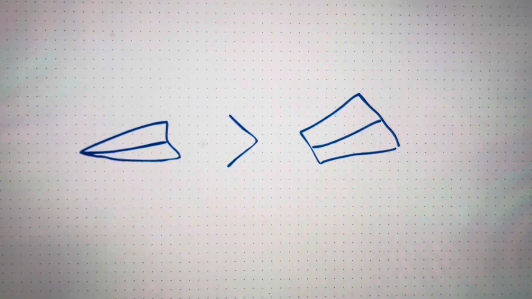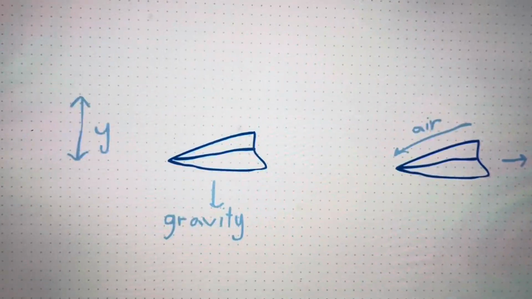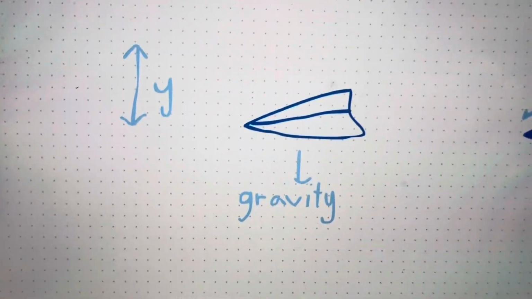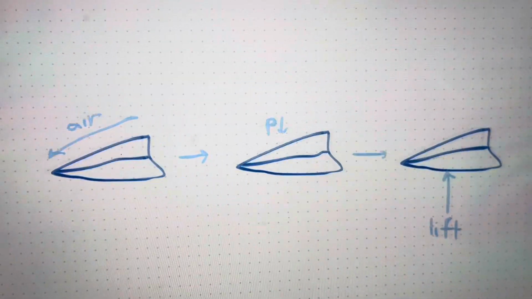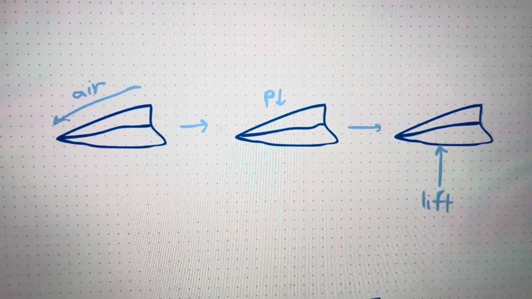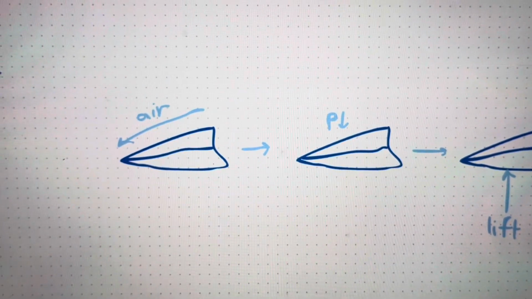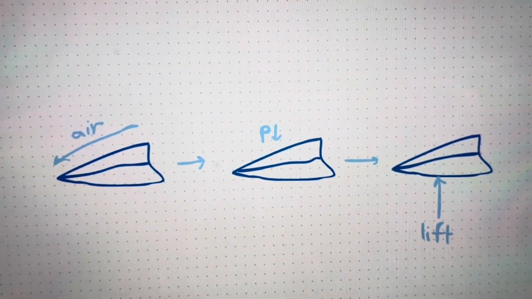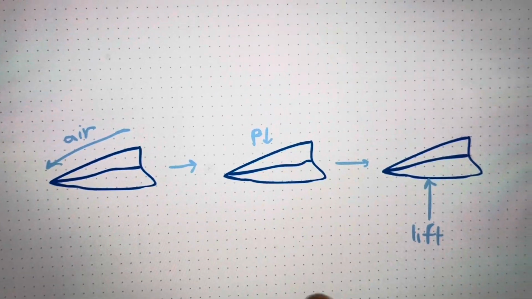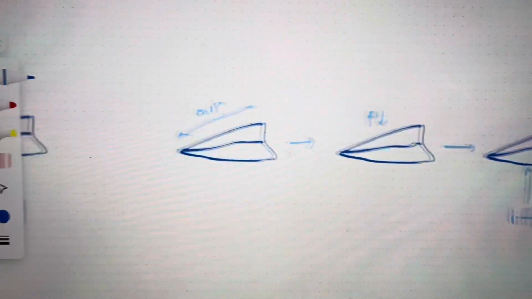Why does one paper airplane work better than another? Well, the forces acting on a paper airplane in the y direction are one, the force of gravity due to Earth, and also lift. And lift occurs when air goes over the top of the plane and the pressure above the airplane becomes lower than the pressure beneath the airplane, and this causes an upward force, and that's called lift.